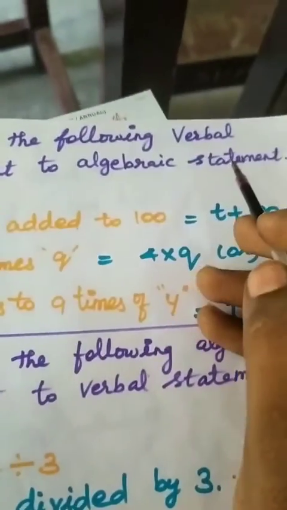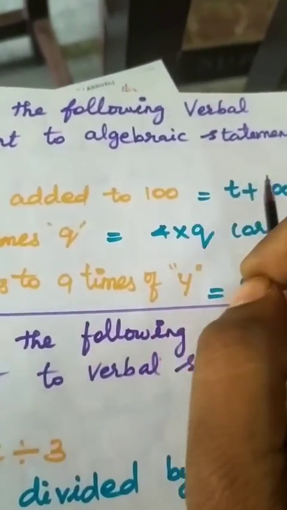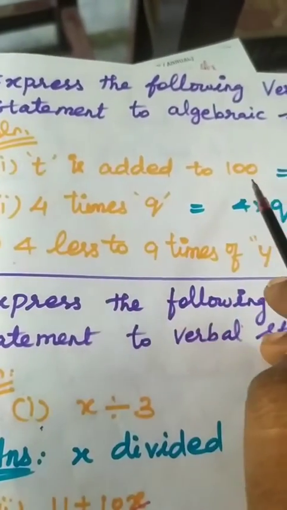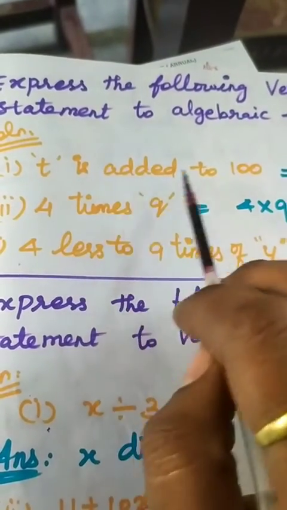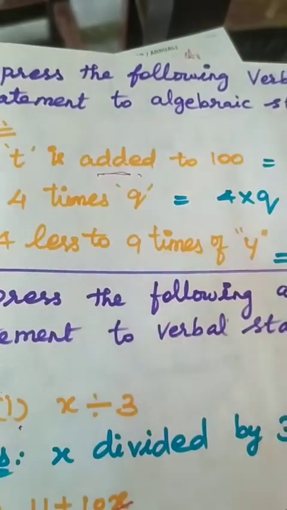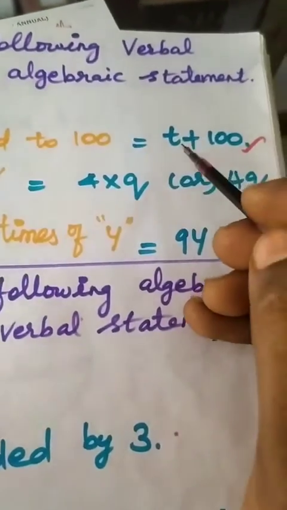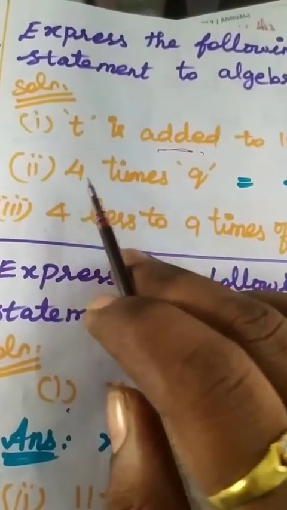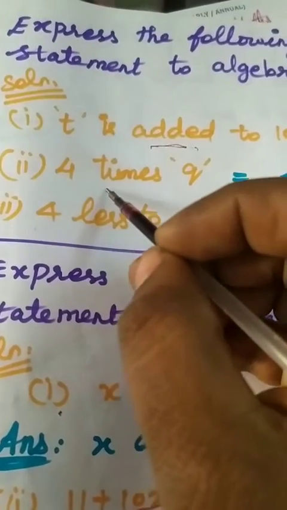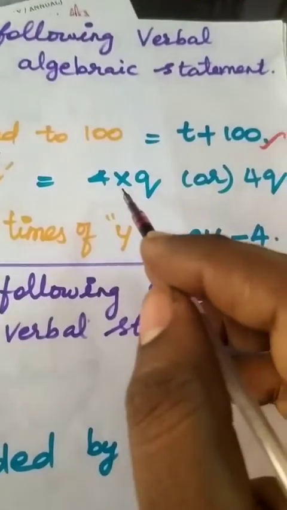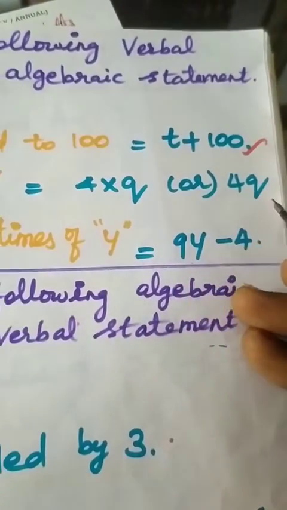Express the following verbal statement as an algebraic statement. See the solution. T is added to 100. Added, so you take the plus sign. Added to 100, how will you write? T plus 100. Can you understand this? Yes. Go to the next one, 4 times Q. The word times is coming, so you take multiplication. That is 4 into Q, or 4Q.